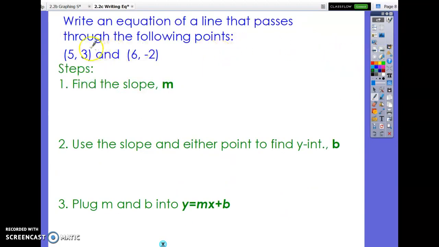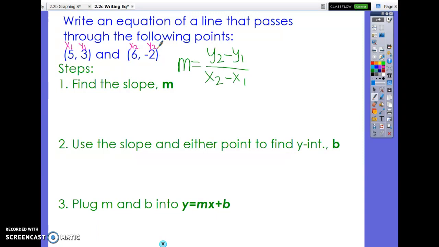Last one we're looking at today, what if they give us 2 points? So 2 points and they want us to write that equation. So we still need to know the slope and the y-intercept before we can plug them into that slope-intercept form. So remember, if we have 2 points and we want to find the slope, we're going to use that formula of m = (y2 - y1) / (x2 - x1). So I'm going to go ahead and label my points. Remember, you have to keep your 1's and your 2's together. So I'm going to let (5, 3) be my x1, y1, (6, -2) be my x2, y2. Now I just plug them in.